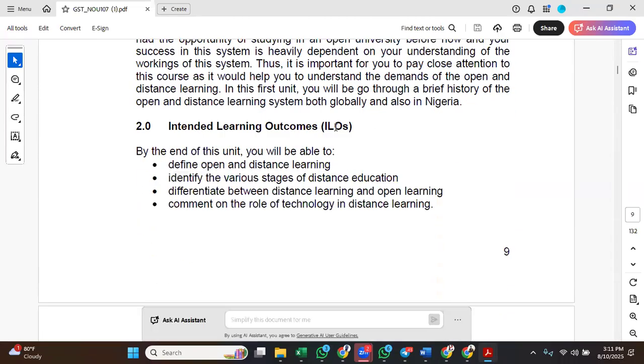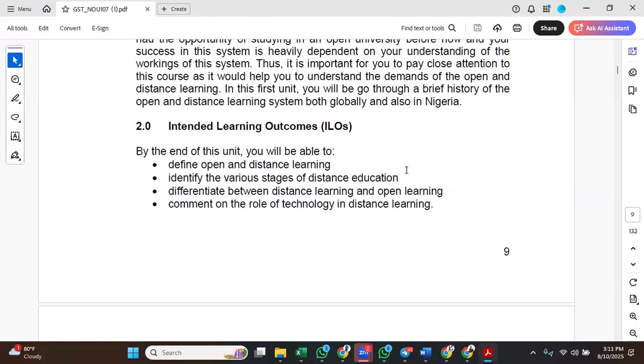This is another abbreviation to note, please. ILO means intended learning outcomes. We've done it in more than 2 materials now. ILO, intended learning outcomes. Please focus on the abbreviations, especially in this NOU 107. The exam used to be full of a lot of abbreviations. That's how most students fail it. This is one of the hardest courses to pass in NOU.